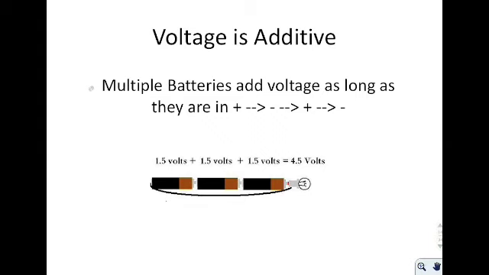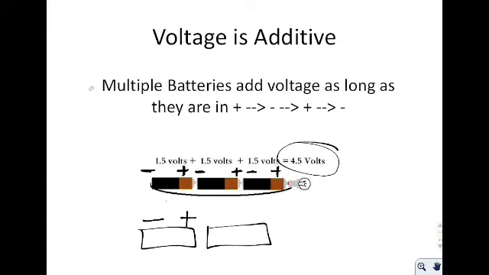Voltage is an additive thing. So if you take the negative end of the battery and the positive end of the battery and you combine it with the negative end of the battery and the positive end and so on, the voltage is additive. So it goes up to 4.5 volts. Now, if you were to do something like this, where you have a battery that looks like this and you go with a battery that looks like this, those batteries will actually cancel each other out.